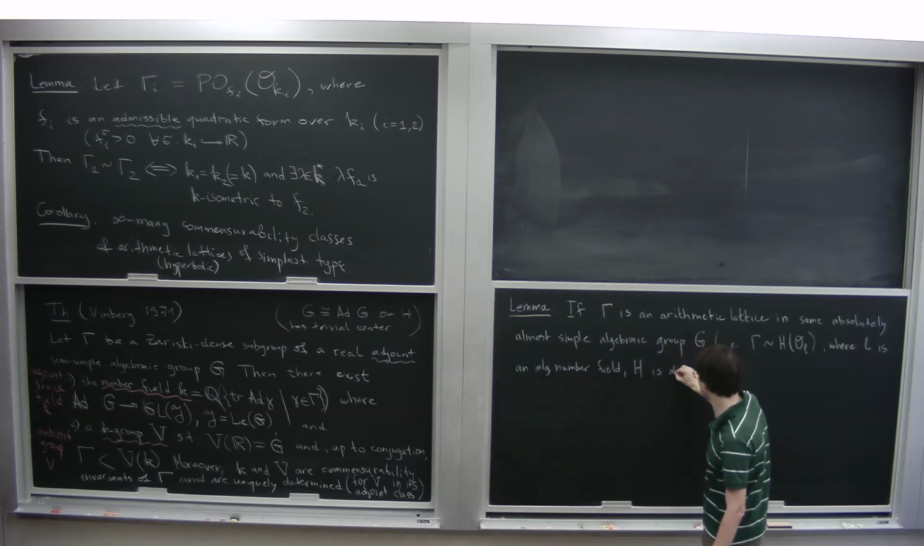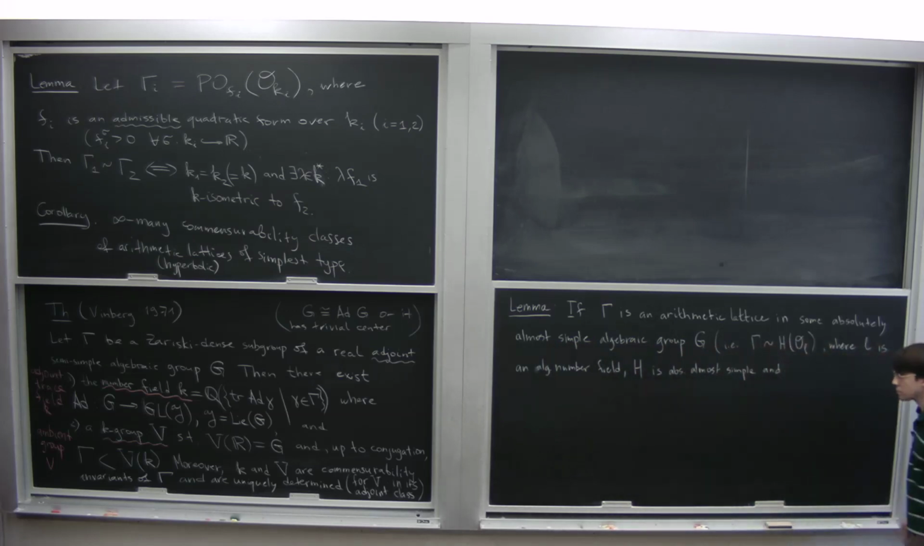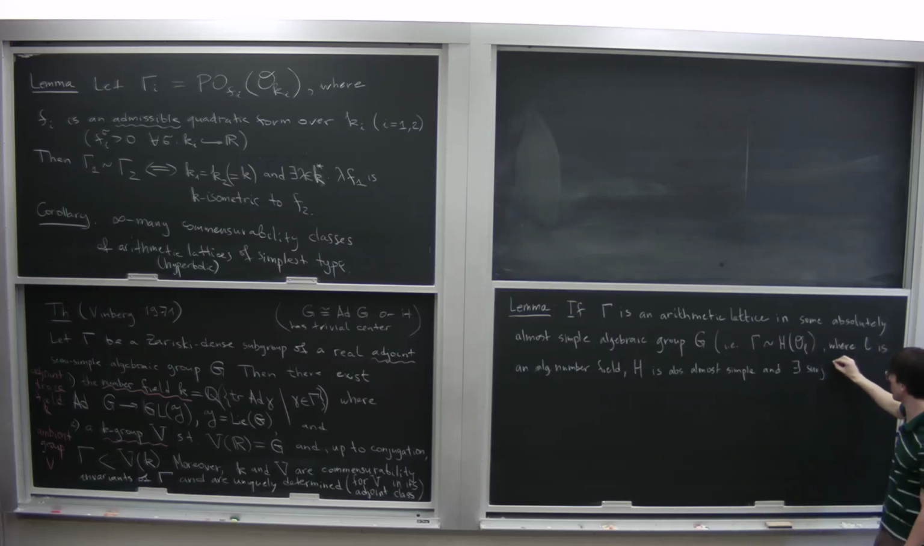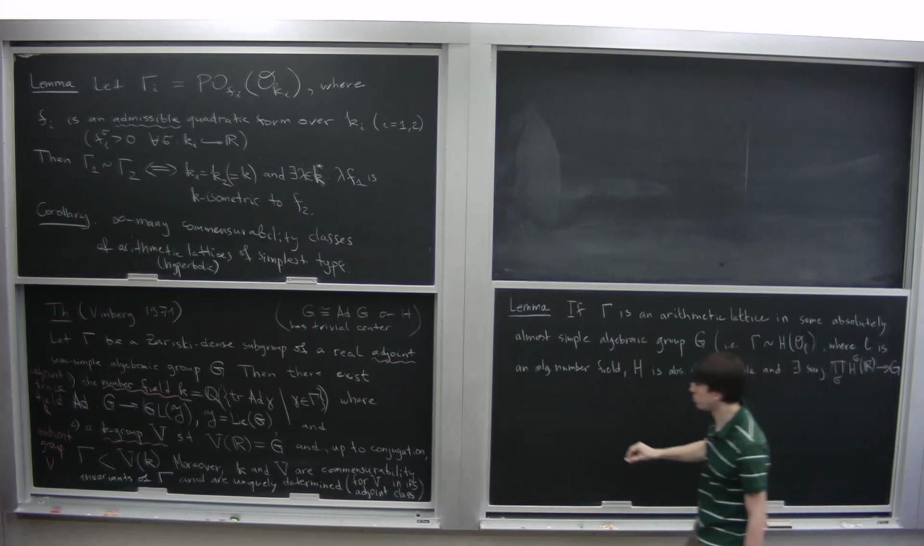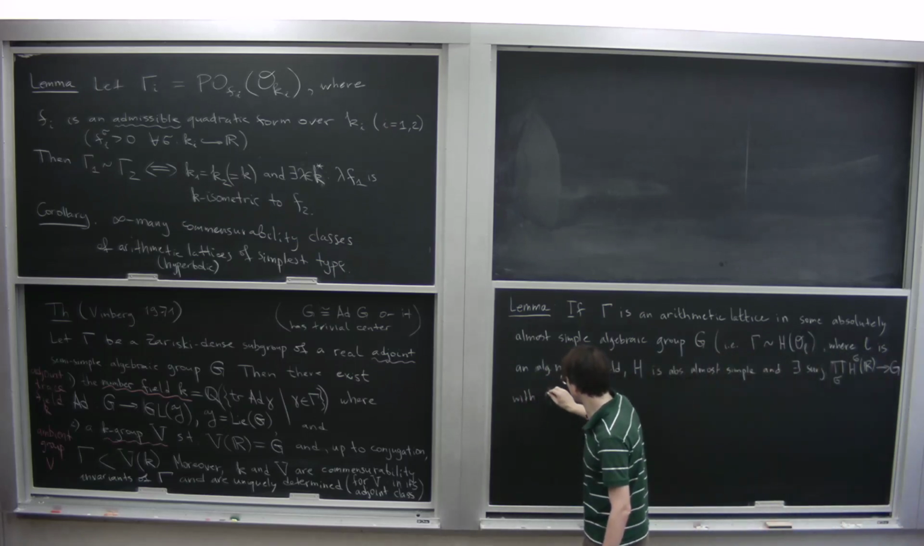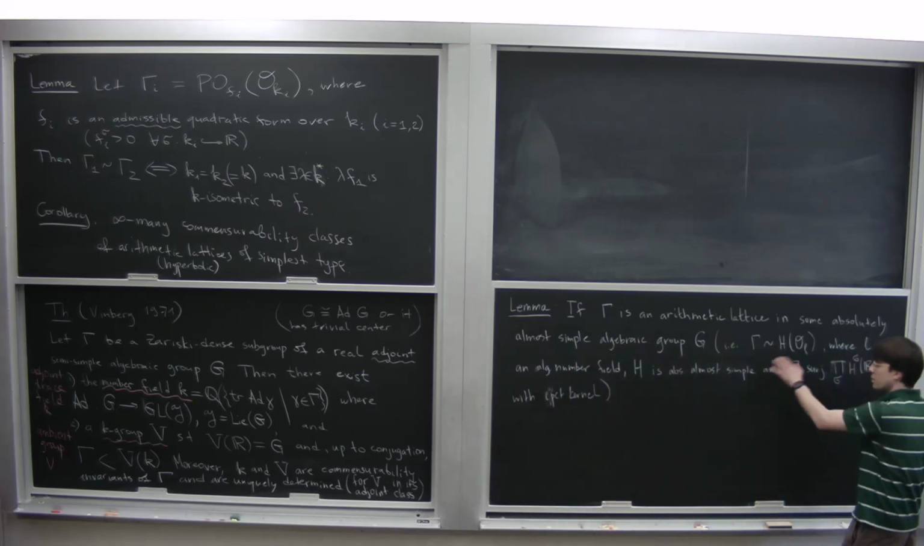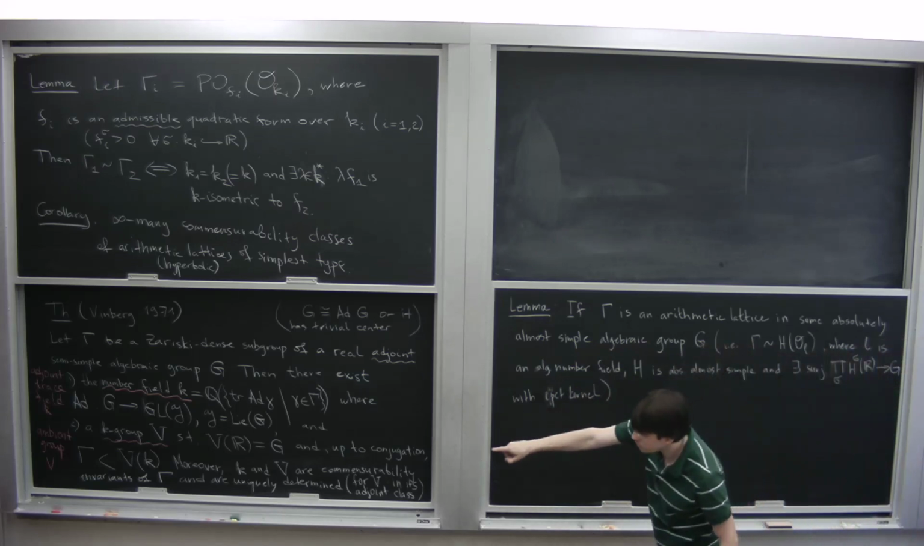H is absolutely almost simple, and there exists a surjection from the product of H_sigma(R) for all embeddings sigma of L to G with compact kernel. Then that L coincides with that K.